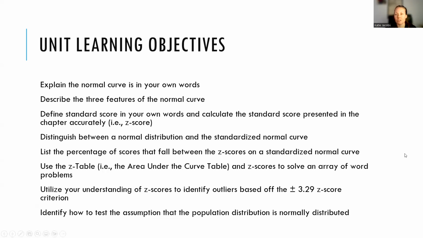Okay, so we're going to go ahead and get started. For this unit, you're going to need a couple of worksheets. So in our folder, you'll have a worksheet. It's not going to let you see it because everything's blurry. I have the blur background on from a different meeting. There will be an area under the curve table. It's also called the Z critical value table.